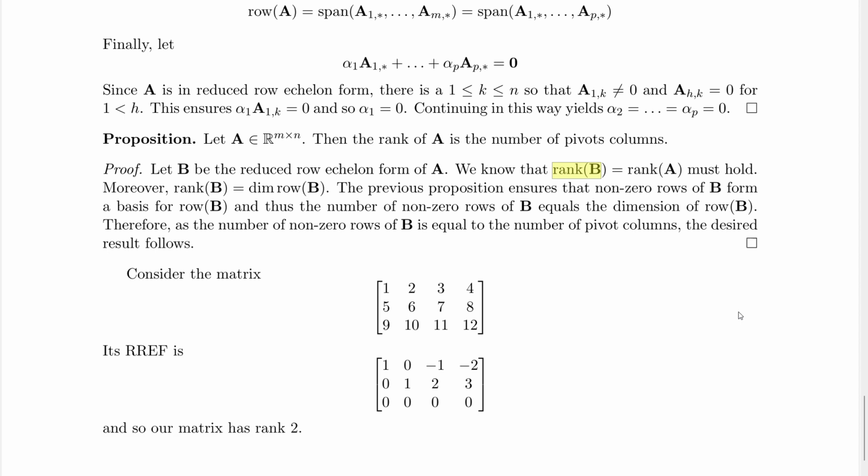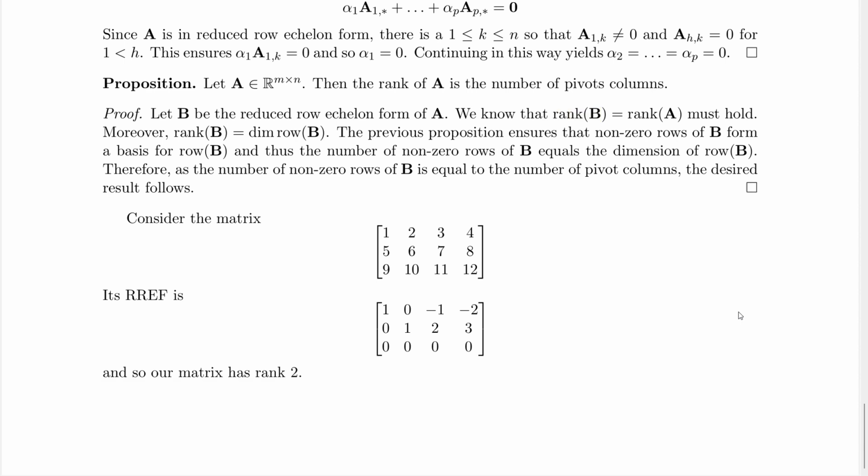All right, so for example, let's actually do a matrix today. It's been very theoretical, so let's be a little bit more concrete. Here's a 3 by 4 matrix: 1, 2, 3, 4, 5, 6, 7, 8, 9, 10, 11, 12. Its REF is as follows: 1, 0, -1, -2, 0, 1, 2, 3, and then 0, 0, 0, 0. Note the non-zero rows here. There are 2 of them, and there are precisely 2 pivot columns. And there you go. This matrix indeed has rank 2.